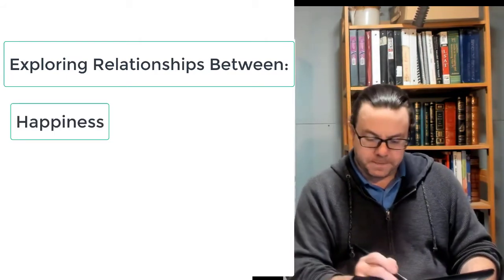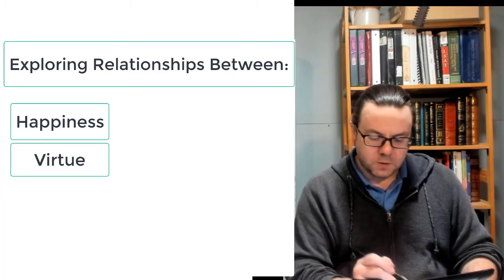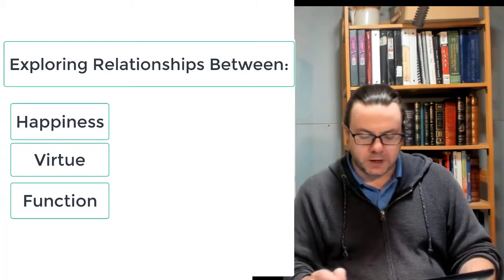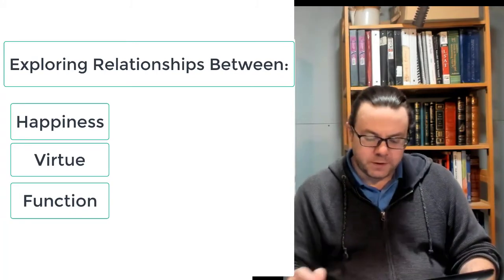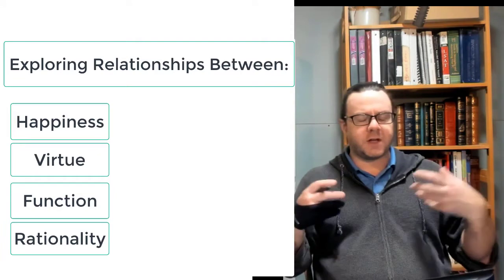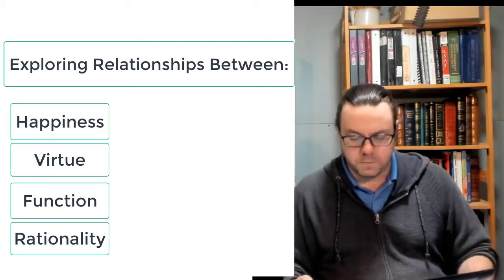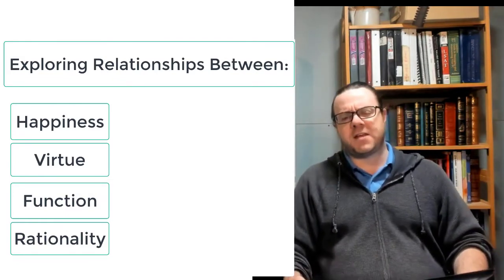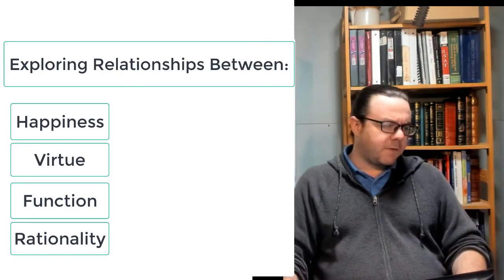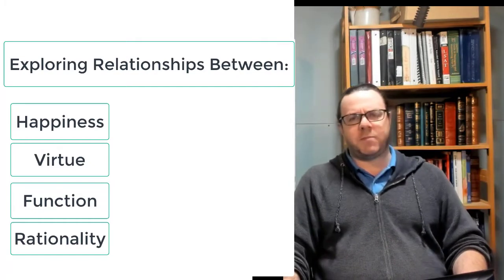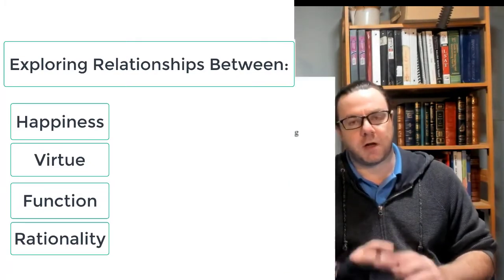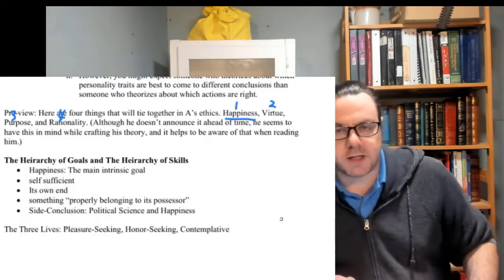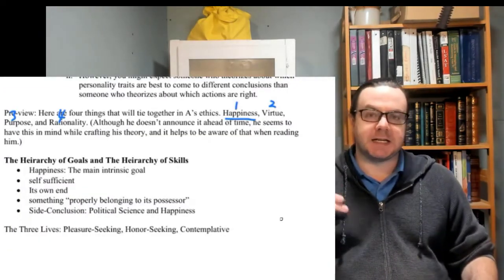Virtue is another one. Purpose, or maybe function, would be an even more concrete word for it. And fourth, rationality. All these ideas are connected in Aristotle's view, and he's exploring the details of those connections. It's almost as if it's a background assumption that they've got to be connected somehow. And now that I've given you a general overview, different themes that tie together for Aristotle, let's take a look at some of the specifics as he goes through them.